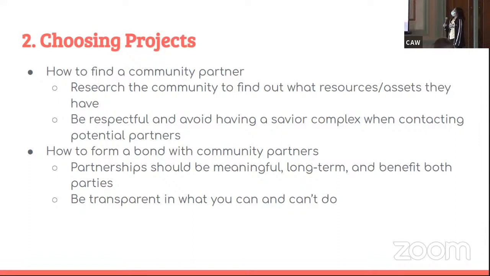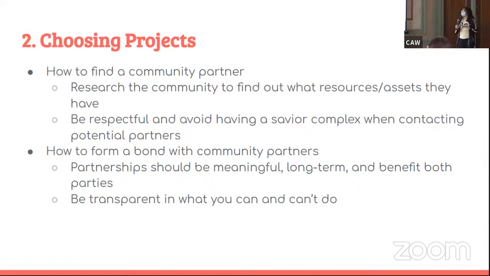resources. That's what the second bullet point is, that you want to be respectful and avoid having a savior complex. And then forming a bond with community partners long-term. That's really important whenever you're having a long-term event. So they should be meaningful long-term and benefit both parties. It's definitely a two-way street. It's not that you're just here to help the partner or the partner's just here to help you. It really is a two-way street.